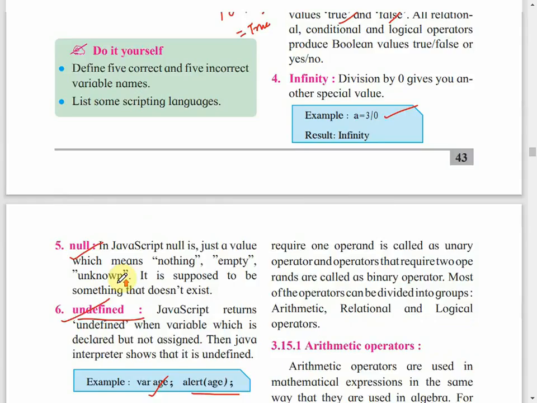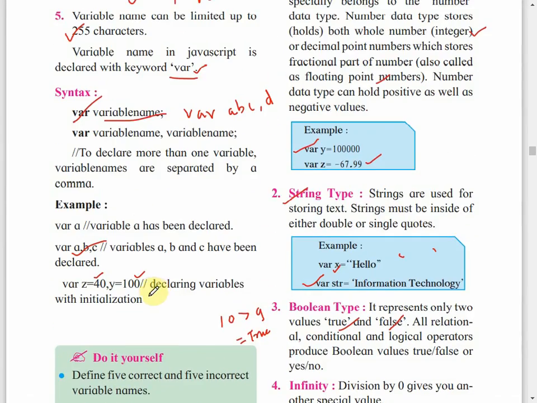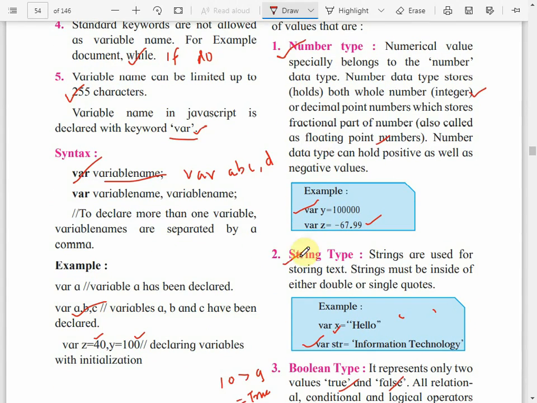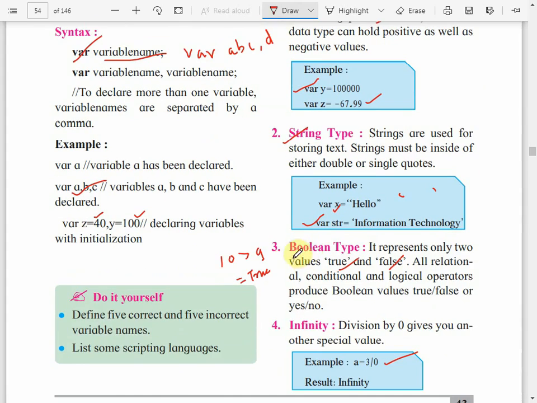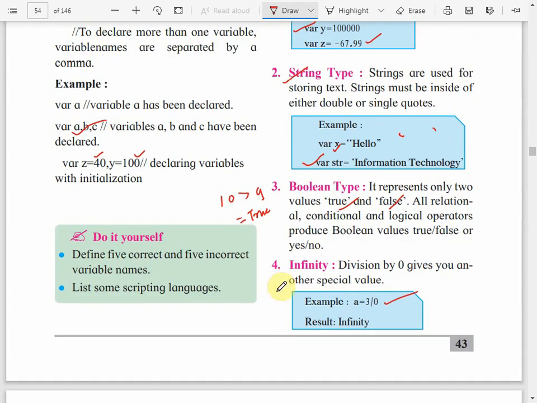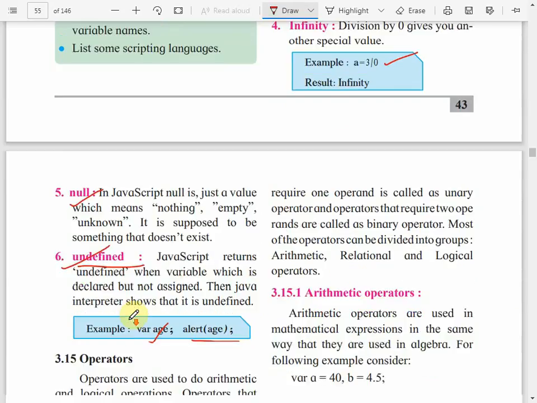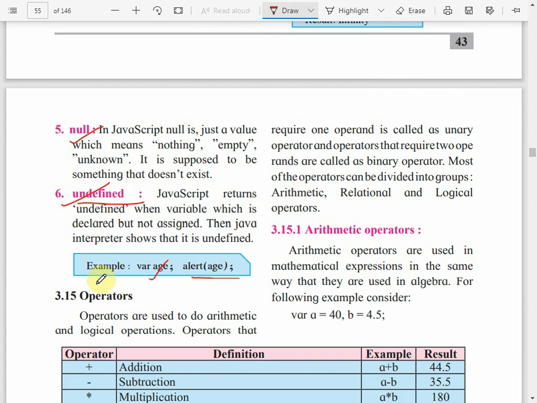So altogether, there are 6 data types we can use while writing a JavaScript program. The first one is number type, second is string type, third is boolean type, fourth is infinity, fifth is null, and undefined. Now we are going to learn the operators.